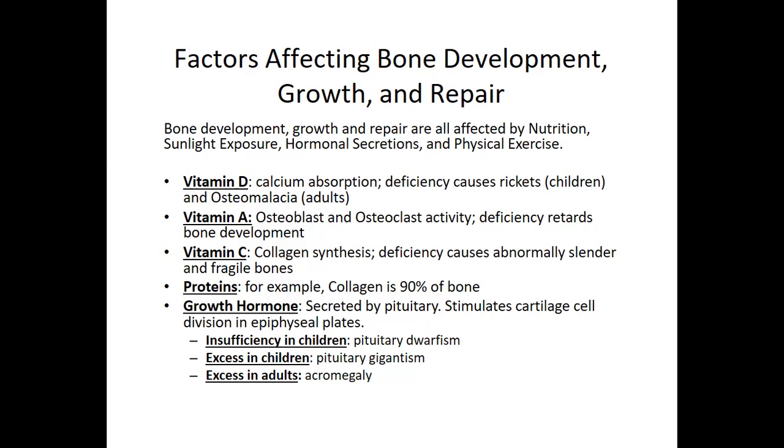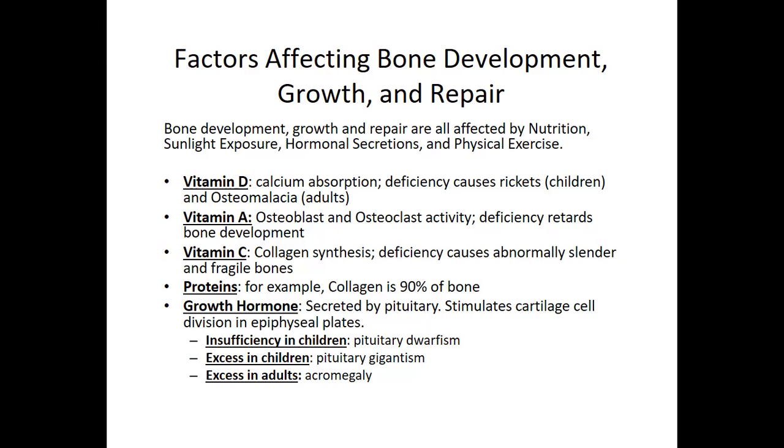If you have an excess of growth hormone in children, remember, again, it's because these growth plates are still open. These children's bones will continue to grow longer and longer and longer, where they end up having pituitary gigantism. So, gigantism, meaning they become giants, very, very tall people, because of excess production of growth hormone by the pituitary.